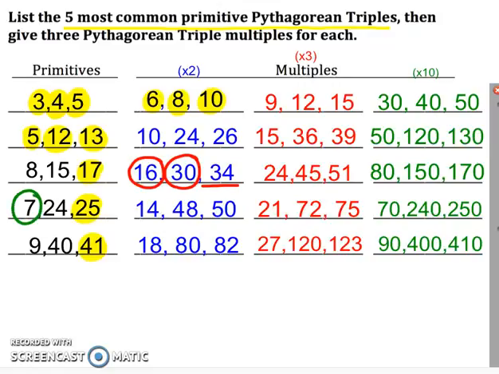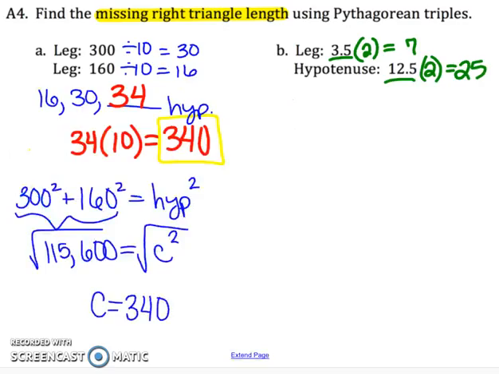Here's a leg length of 7. Here's a hypotenuse of 25. The missing leg length then is 24. So I have 7, the missing length, and 25. That missing length was 24.